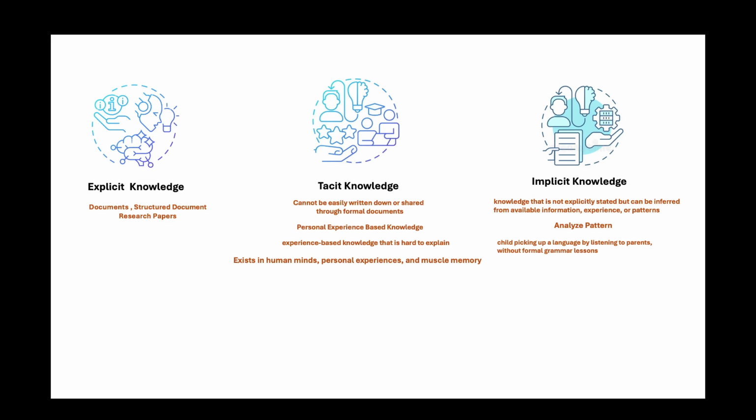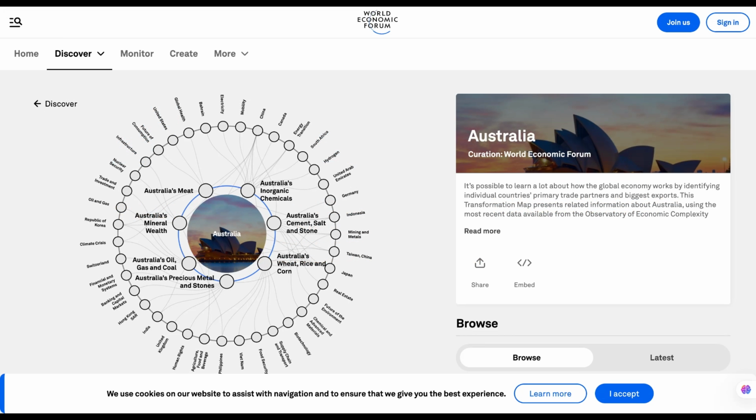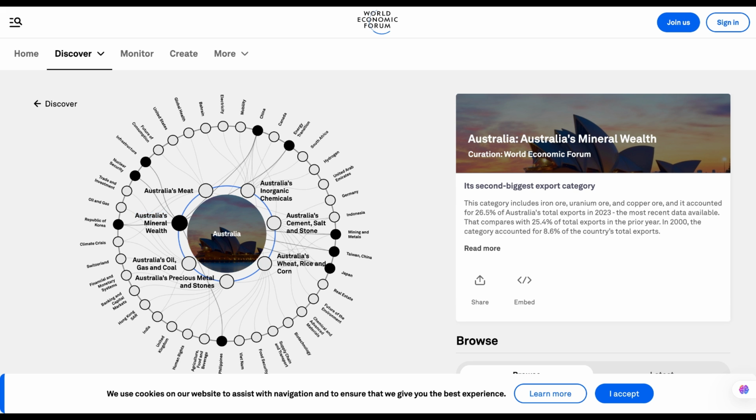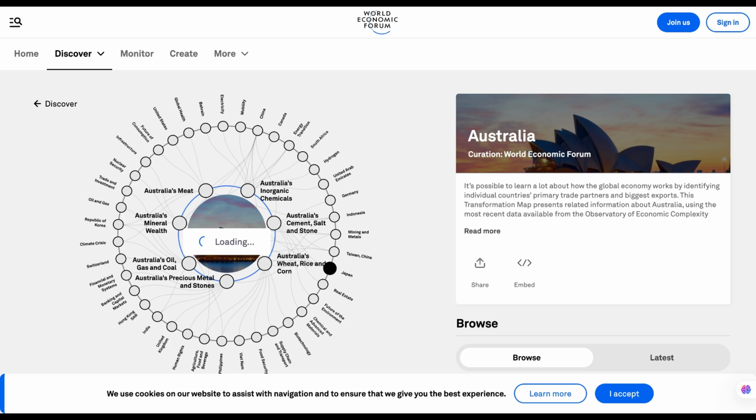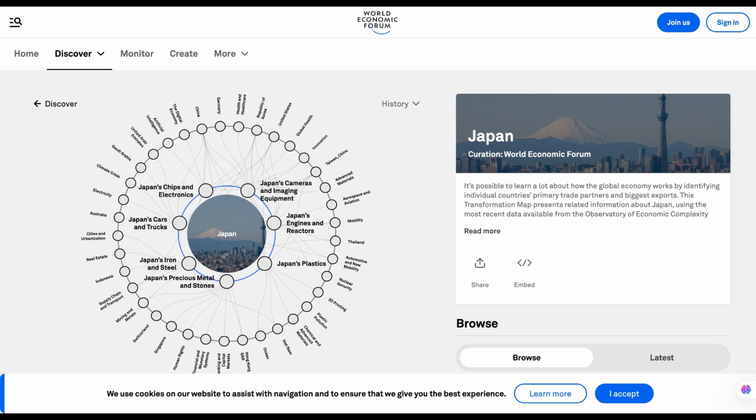Let's see a well structured knowledge graph in our demo. I chose the World Economic Forum website to demonstrate the knowledge graph. There is a knowledge graph for Australia which contains different types of information. For example, if I click on Australia's mineral wealth, then different nodes are selected. And if I click on any node, it will lead me to another knowledge graph that is related to the node I selected.